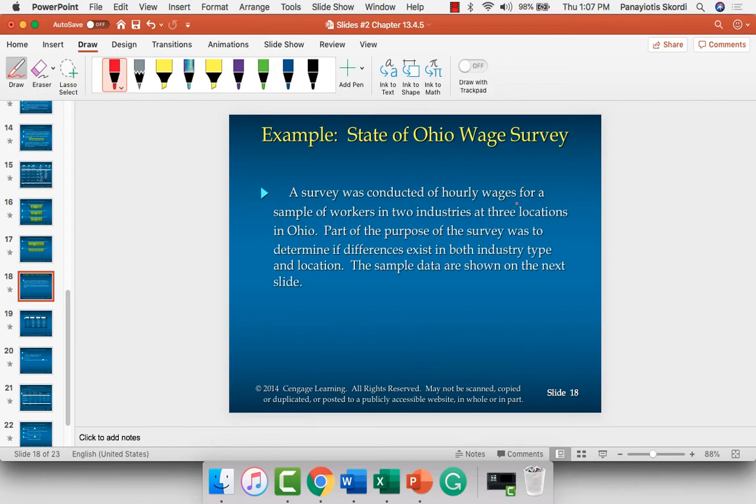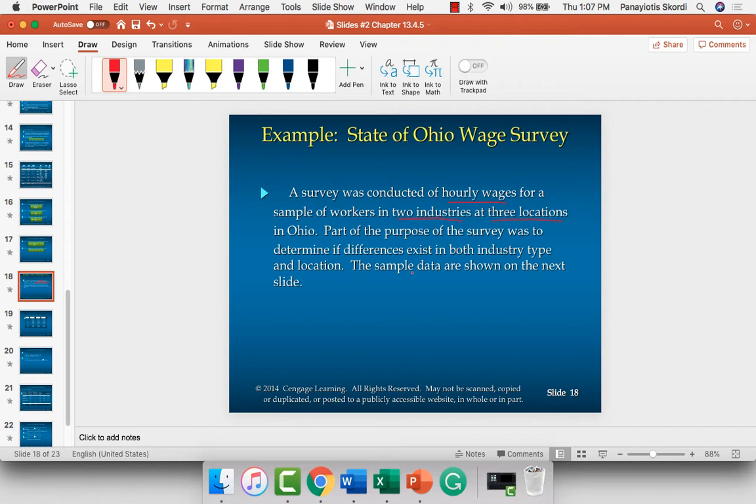So let's look at this example. A survey was conducted of hourly wages for a sample of workers in 2 industries at 3 locations in Ohio. Part of the purpose of the survey was to determine if differences exist in both industry type and location. The sample data are shown on the next slide. I've actually read the sample data into Excel, and I'm going to go over to Excel. But in this question, we've got 2 factors at play.